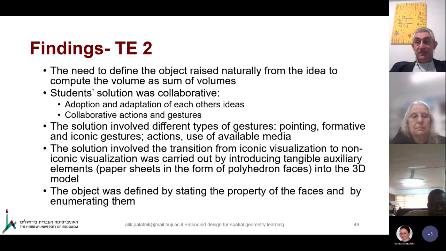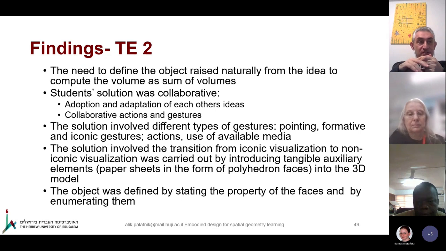For instance, it was impossible for one of them to cover all 8 faces, but then they just regrouped and did this. The solution involved different types of gestures, pointing, formative and iconic gestures, actions, and use of visible media. The solution involved the transition from iconic visualization to non-iconic visualization, carried out by introducing tangible auxiliary elements, paper sheets in the form of polyhedron faces.